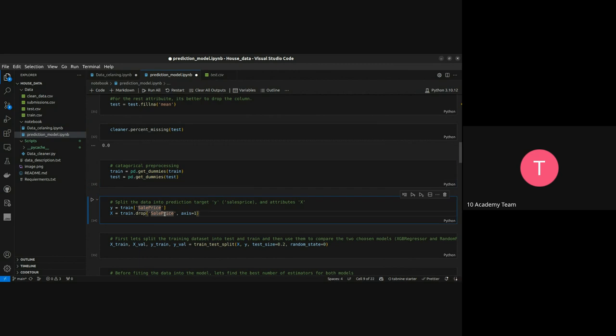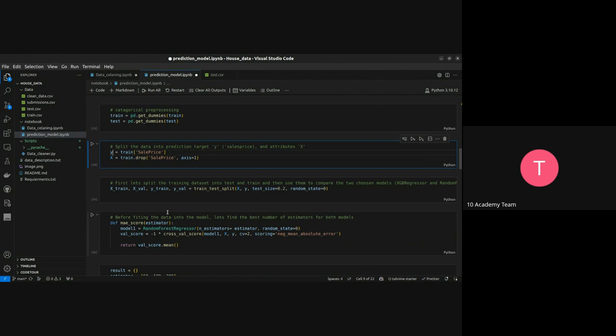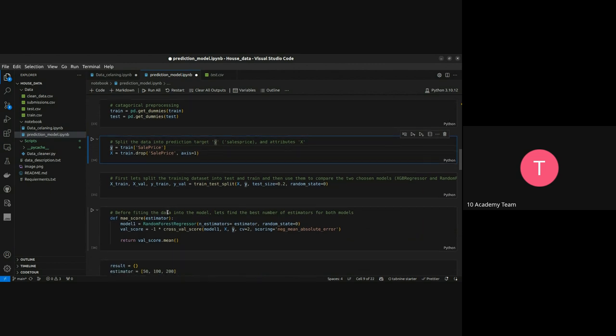And then you're just going to split your train data sets into X and Y. So these are just the usual, widely used ways of doing it. Y is what you are trying to predict, so the sale price, and X is anything other than the sale price. For this project, every feature has been used. So the next thing is just split.